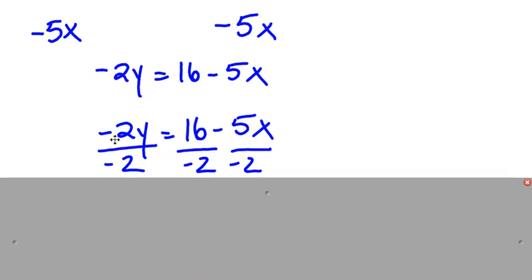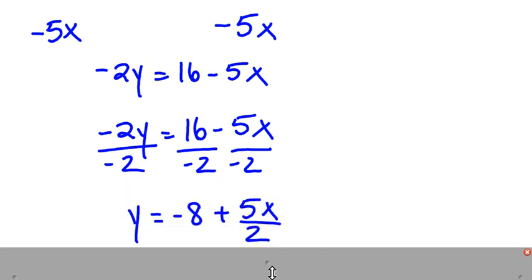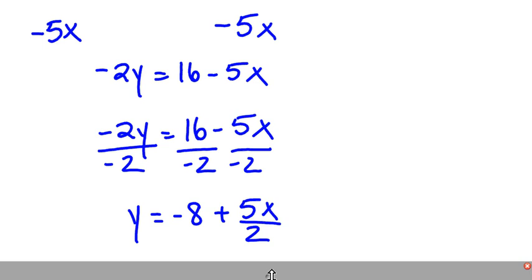Remember, a negative divided by a negative is a positive, so we'd have y here. Positive divided by a negative would be a negative, and there's a common factor of 2 to divide out, so we'd have negative 8. Negative divided by a negative is going to be a positive. 5 and 2 do not have any common factors to divide out, so we'll leave it as is. So here we have y equals negative 8 plus 5 halves x, or 5x over 2.